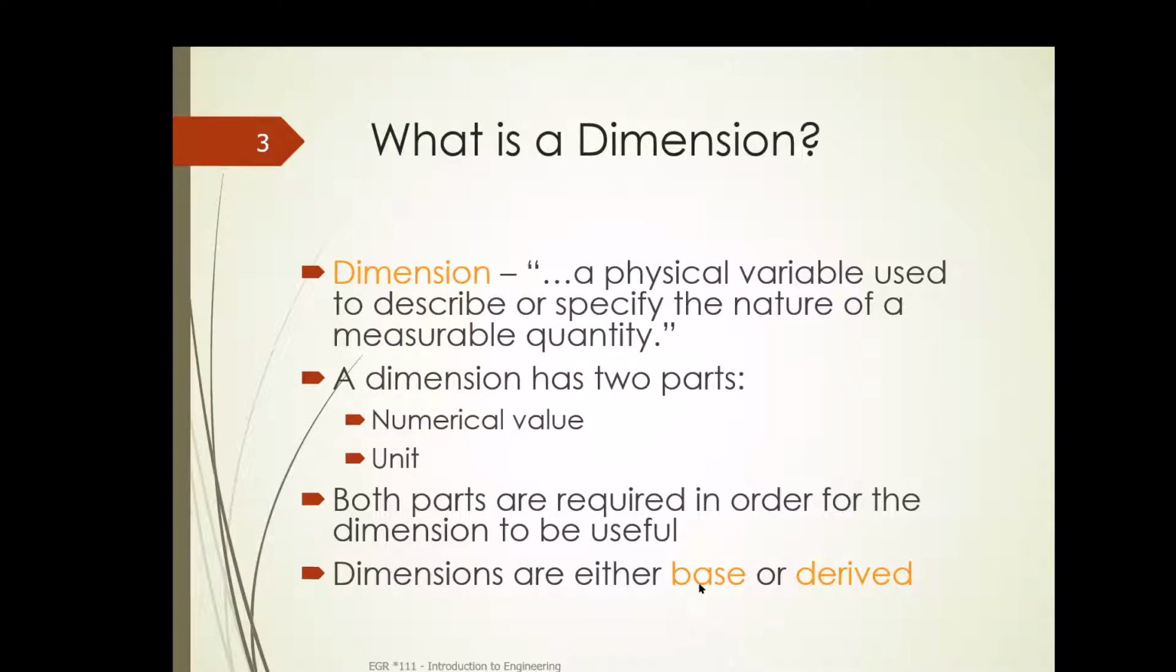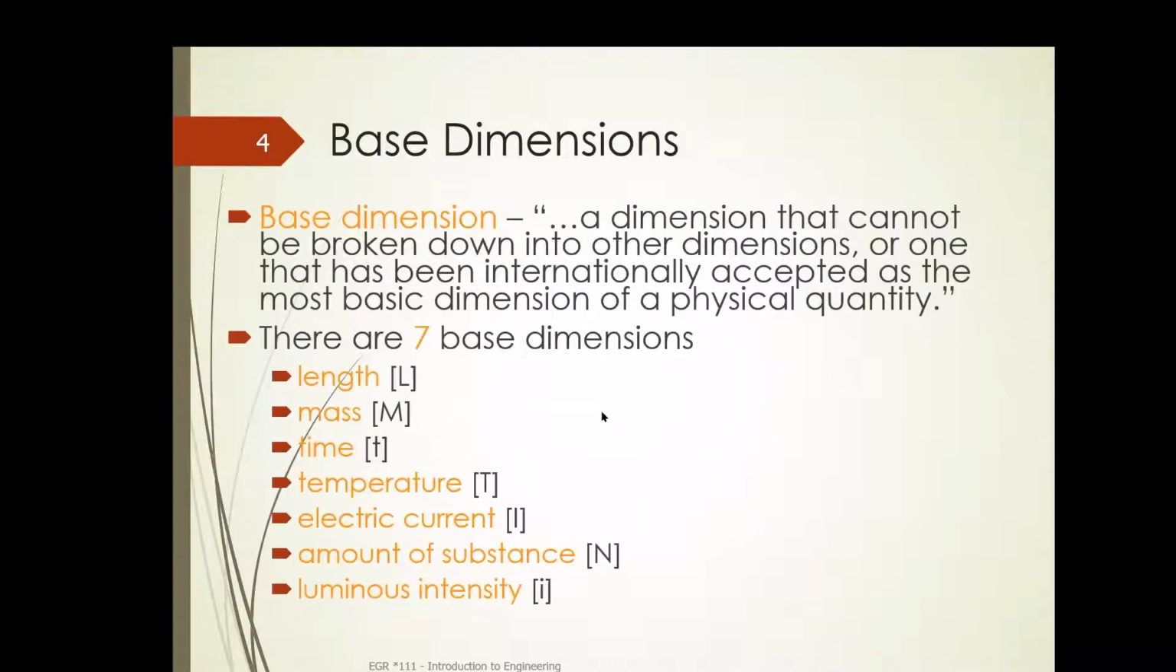Dimensions are considered to be base or derived. Okay, and I'll show you what that means. First I'll do that by talking about what a base dimension is. Okay, so a base dimension is basically a dimension you can't break down any further. Okay, and what we're going to see is that when we talk about other dimensions, they're just going to be essentially combinations of these. Okay, but these are the 7 base dimensions, and everything else we're talking about.